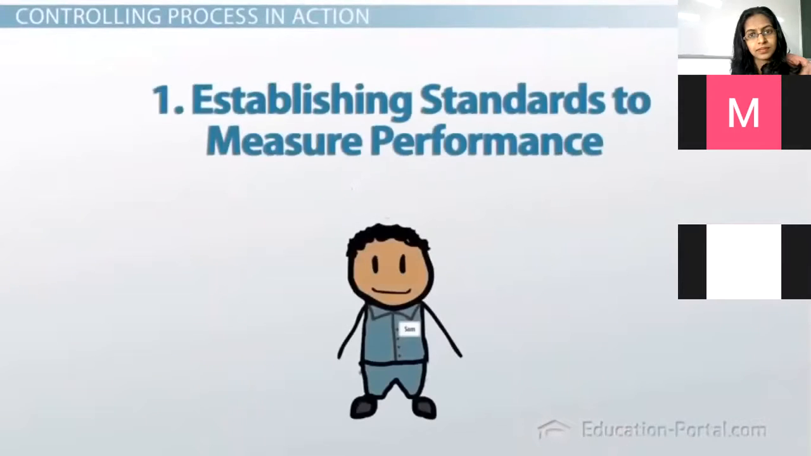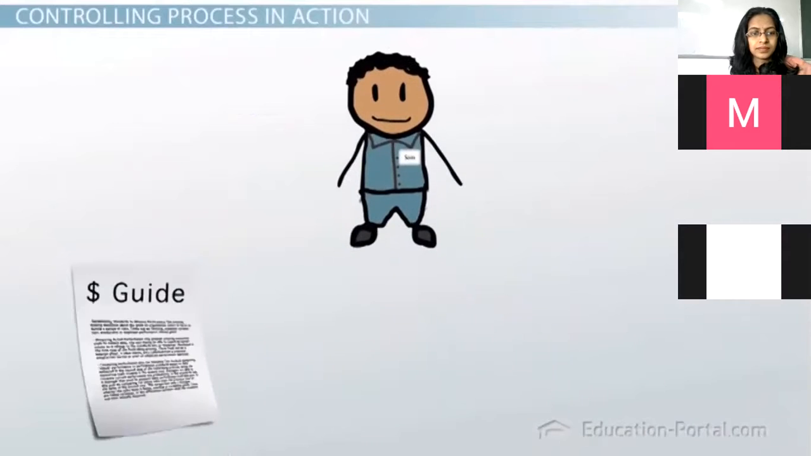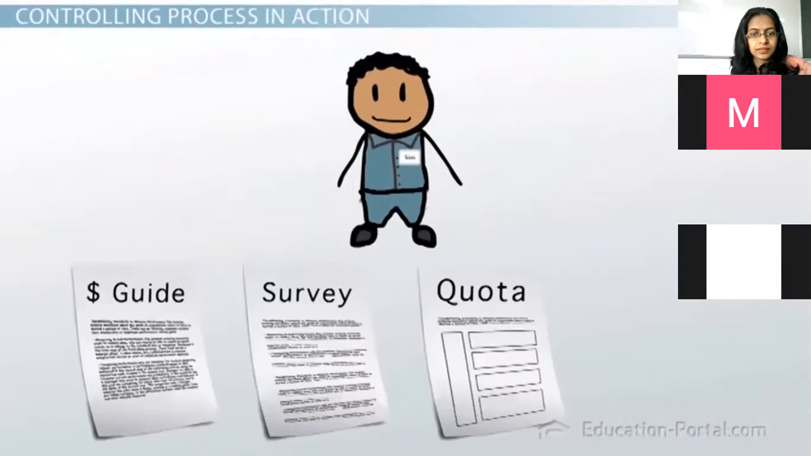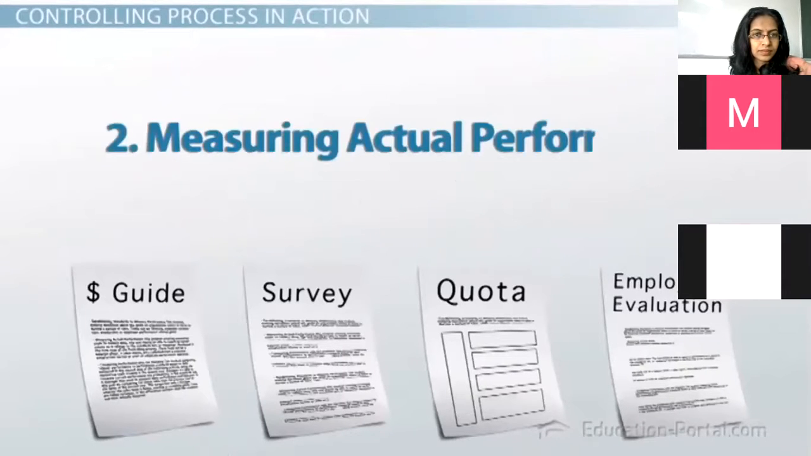Sam developed the standard for what he would like to accomplish in the above step. Now, he needs to develop a way of determining whether the goals are being met. Sam creates a new pricing guide, a customer satisfaction survey, a sales quota system, and an employee evaluation system. Sam is working on the second step, measuring actual performance.